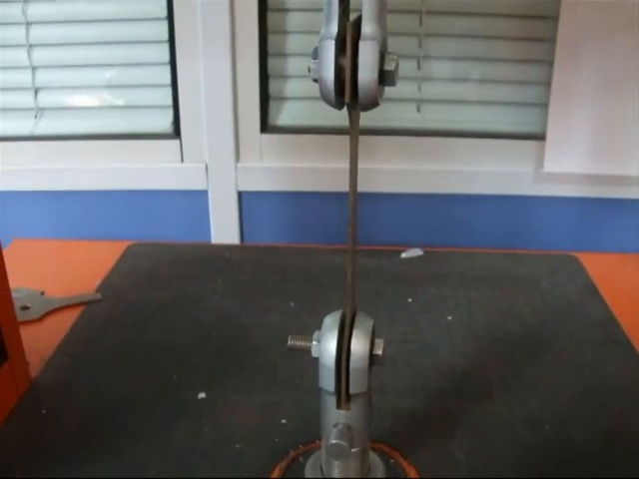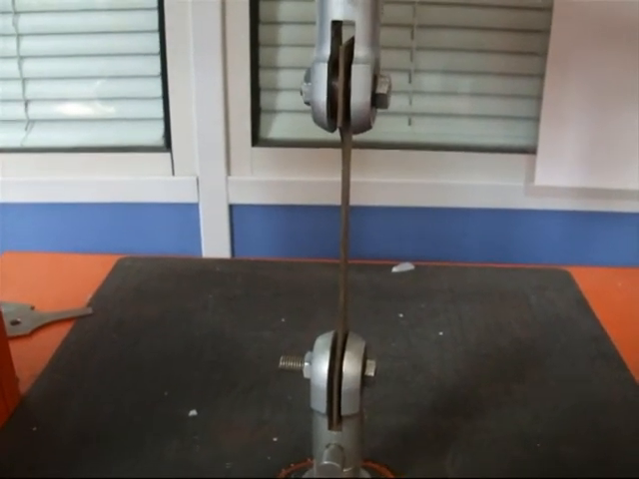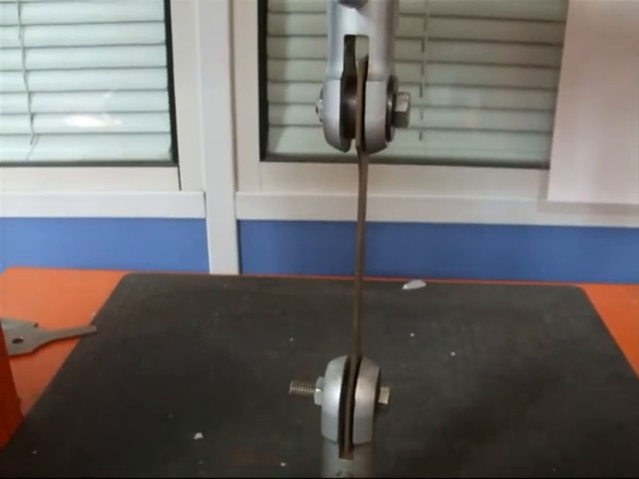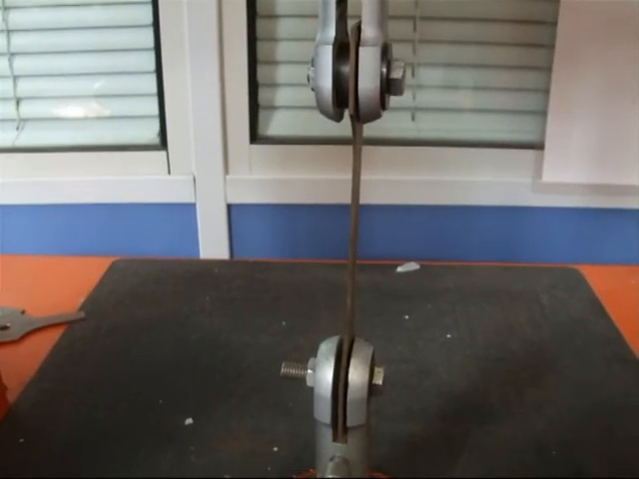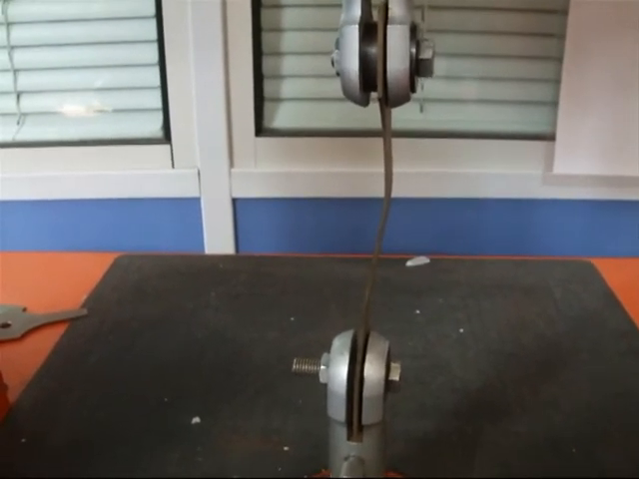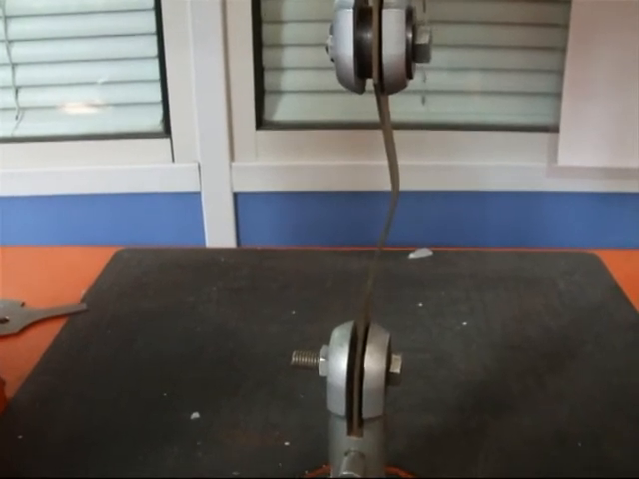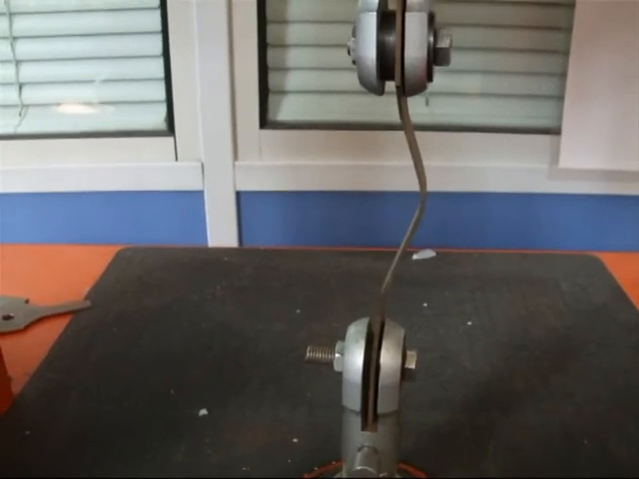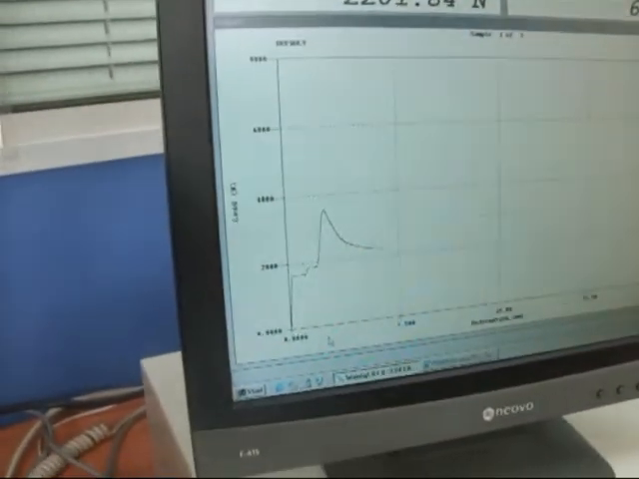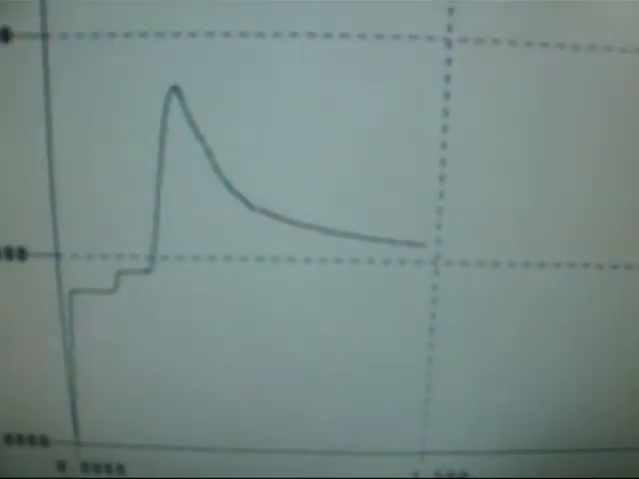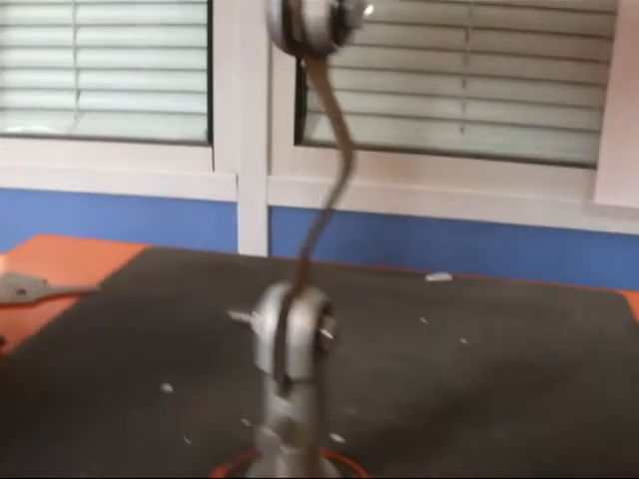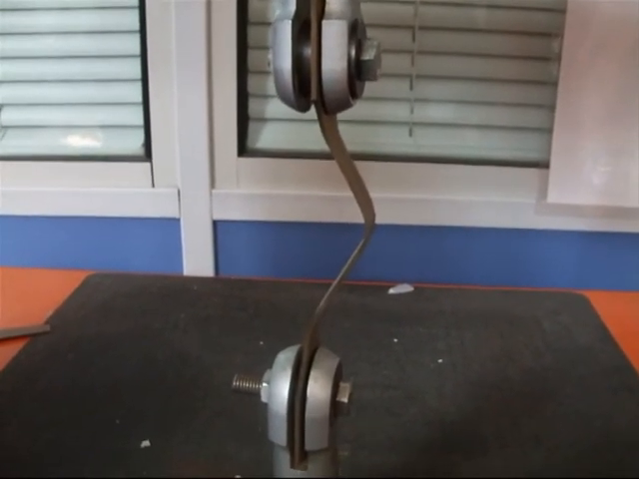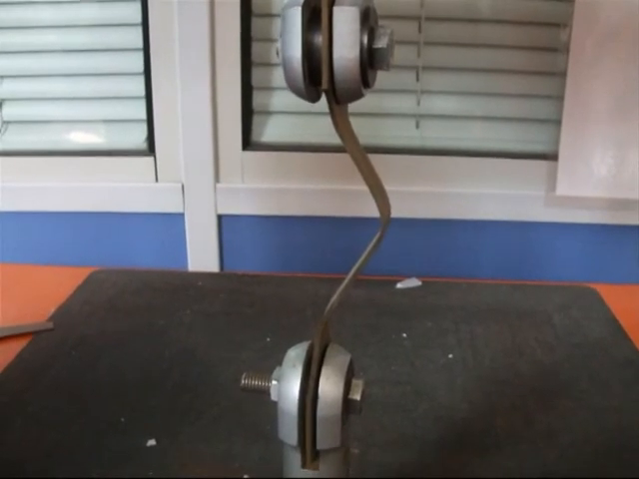We're going to test another member in compression to show the initiation of buckling. Right, off we go. There's buckling, it's starting to buckle. It's buckled plastically. And there is the curve showing the buckling. And there is the buckle. It's buckled the other way this time. You can't really say which way it's going to buckle. It goes by the initial imperfections.